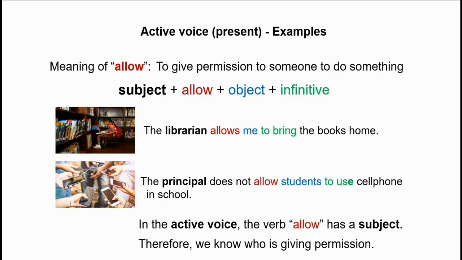As we'll see later in this lesson very soon, it's not the case with the passive voice. When we look at the passive voice, the subject here disappears. We no longer have the information, which is the subject, when we use the passive voice.